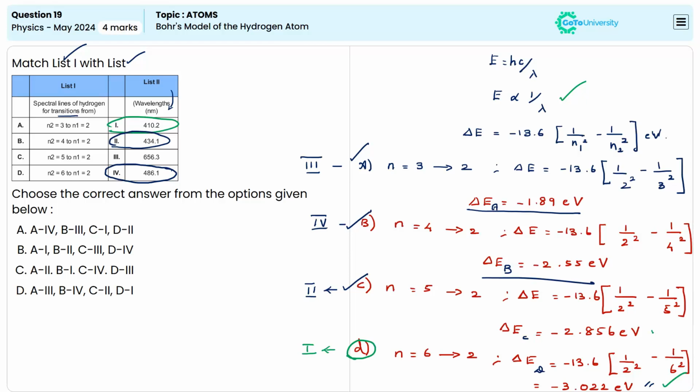So here the answer will be option D. A will match with option 3, B will match with option 4, C will match with option 2, similarly D will go with 1.